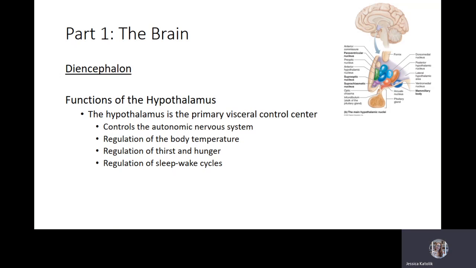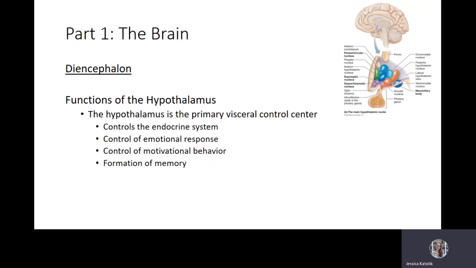It can regulate thirst and hunger. So thirst is a really important way of regulating blood pressure in the long term, and it will also regulate our ion concentration. It can also tell us when we're hungry. So like if we need a higher amount of glucose, that would be a good time. It can regulate our circadian rhythm, our sleep-wake cycle.